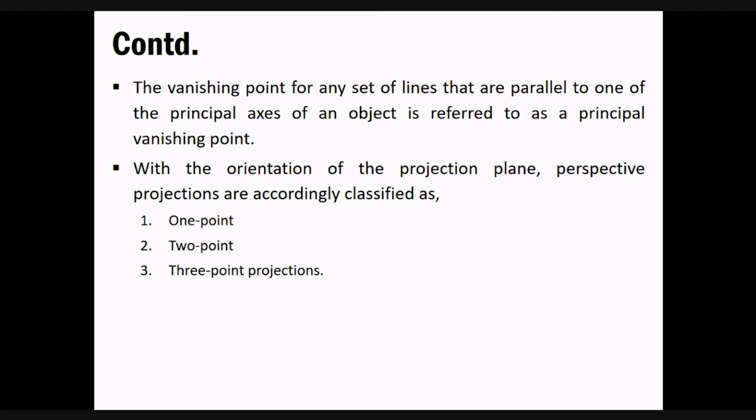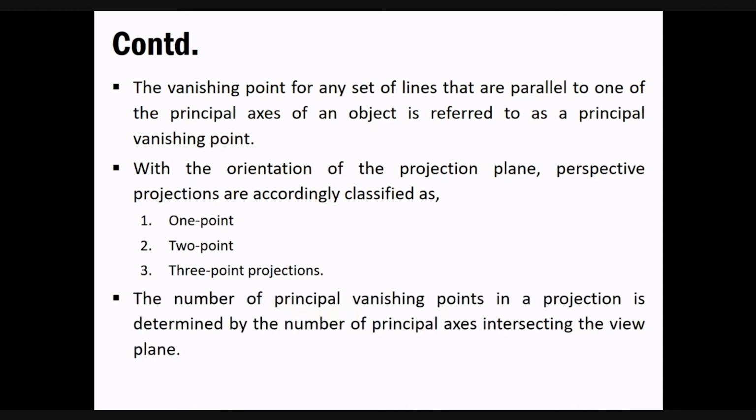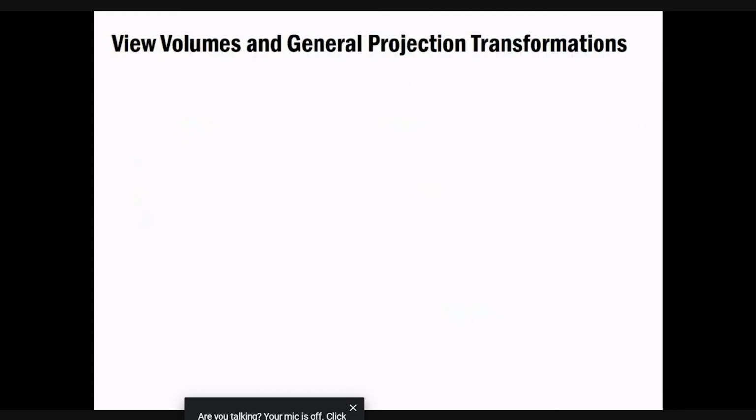Okay. The number of principal vanishing points in a projection is determined by the number of principal axes intersecting the view plane. So how can you get the number of principal vanishing points? It can be determined by the number of principal axes intersecting the view plane. Okay, so this is the whole thing we have whenever we talk about perspective projection.